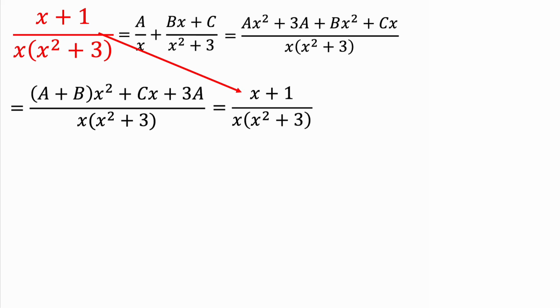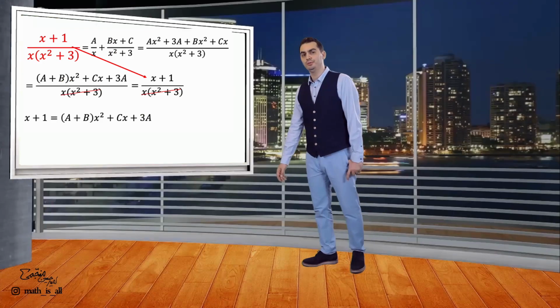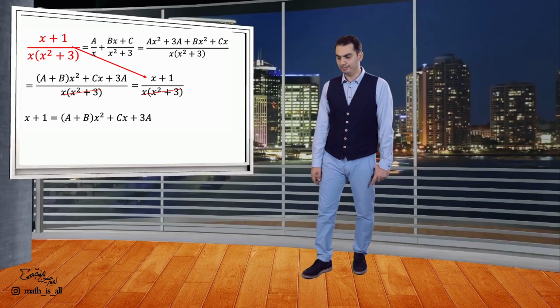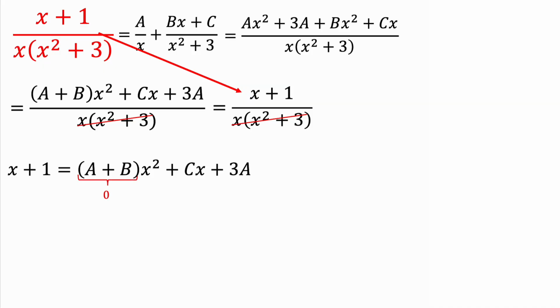Now, what do you see in the numerator on the left side? X plus 1. What do we see on the right side? A plus b, x squared plus cx plus 3a. On the left side, since there is no x squared term, its coefficient is 0. Therefore, on the right side, we also should not have an x squared term. If we do, its coefficient must be 0. So, a plus b equals 0.